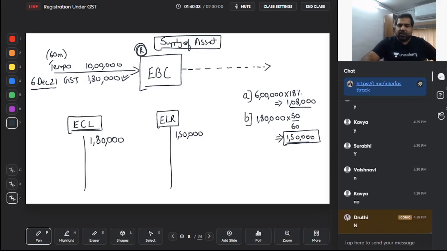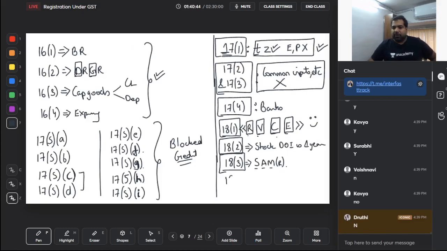Guys, this is a section called 18(6). 6 is S. S is for supply of capital asset. So this is section 18(6). Of course, 3 and 4 and 5 we will do, but this is 18(6). This is supply of capital asset.